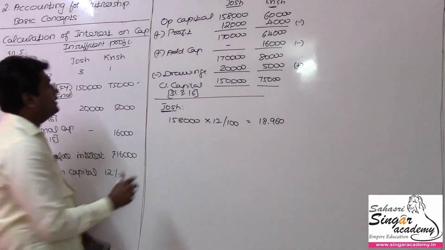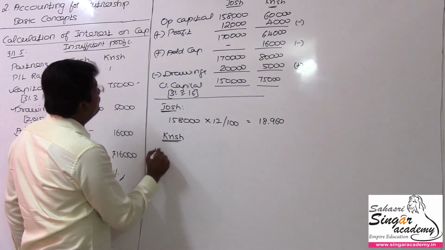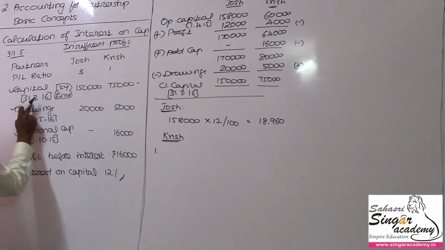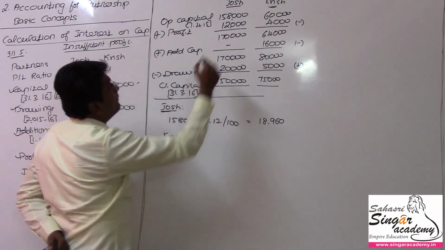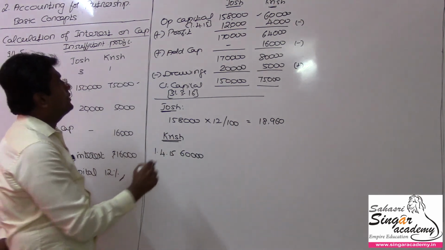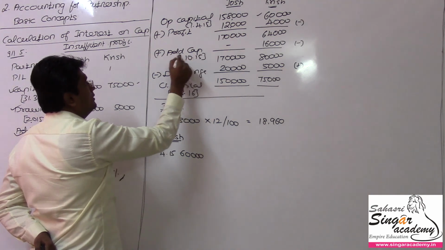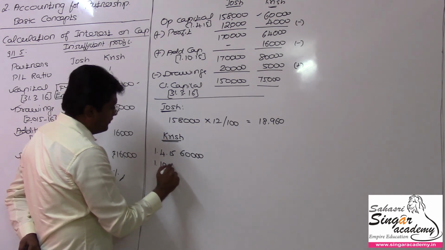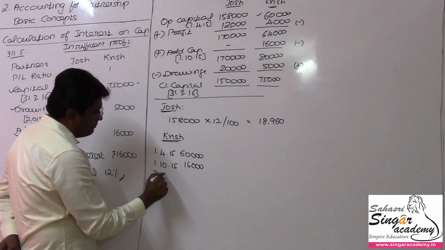And in the case of Krish, the year beginning is 1/4/15 and the year end is 31/3/16. At the year beginning, 1/4/15, the capital of Krish is 60,000. He introduces additional capital on 1/10/15. The capital rises by another 16,000. So from 1/10/15 we have additional capital of rupees 16,000. The year end is 31st March 16.